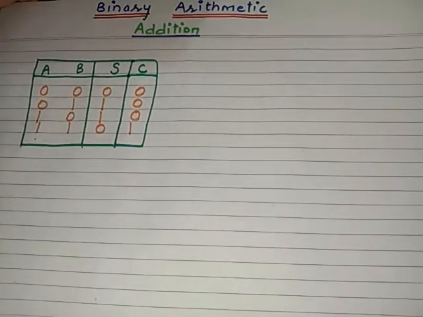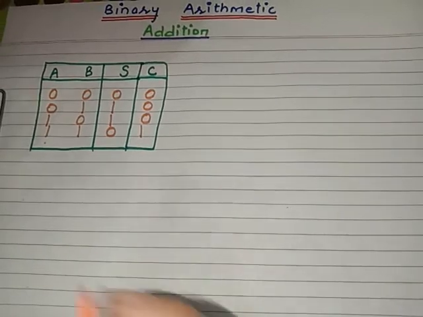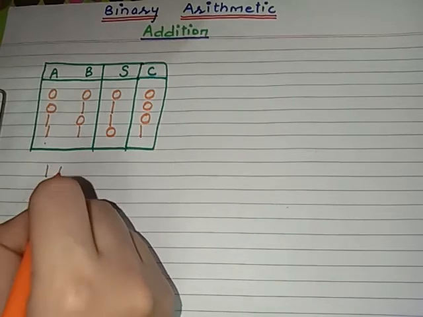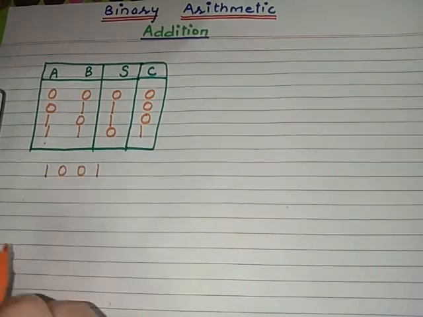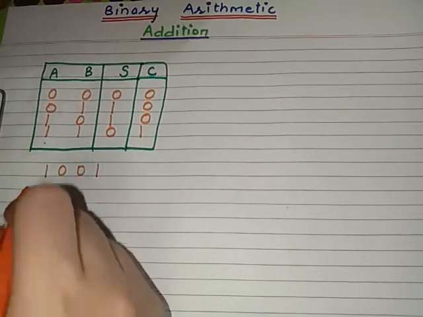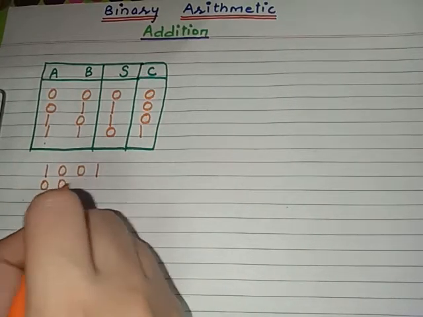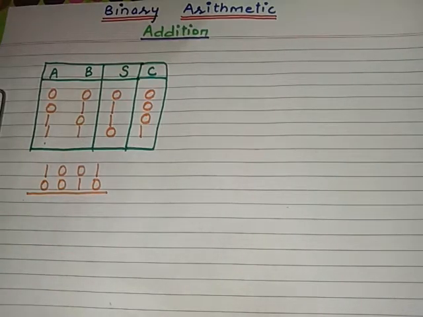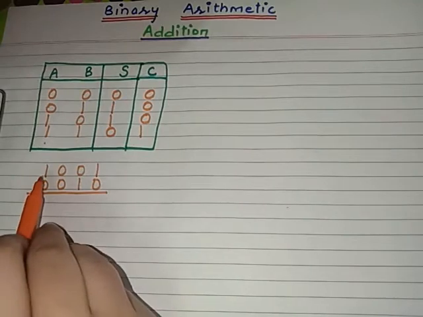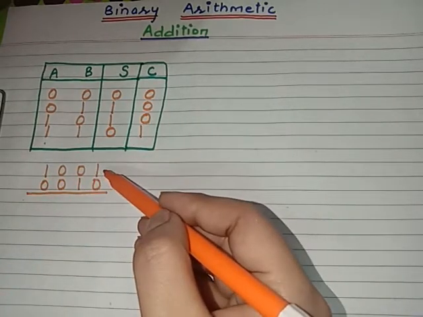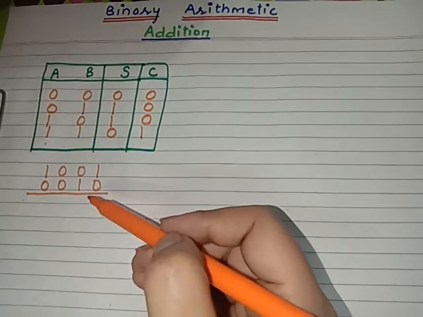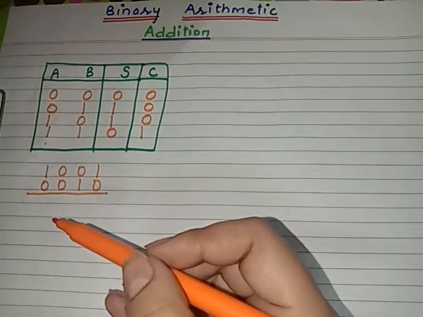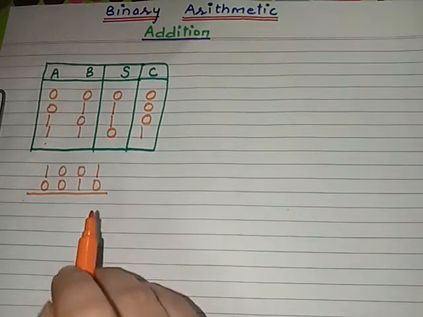Now let's start with some examples for the addition. The first example: I am taking a binary number, 1001, and the second binary number is 0010, and we have to add these two numbers. We will do this binary addition as we do in decimal, starting from the very right hand side.